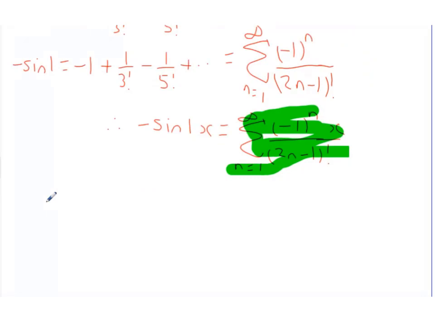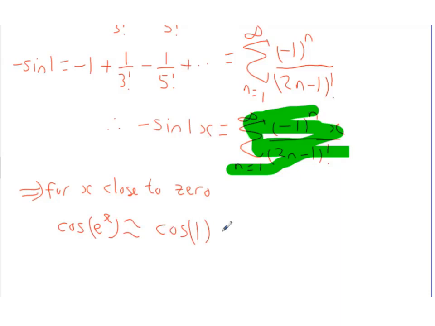So that shows us that for x close to 0, cosine of e to the x is approximately equal to cos 1 minus sine of 1 times x as required.